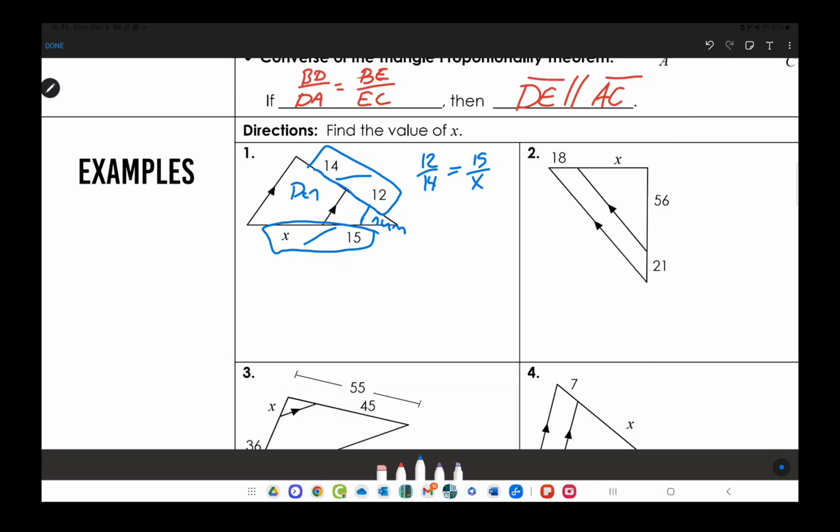So now you can reduce your fractions before you get started. So 12 and 14 do reduce to 6 and 7, and that is equal to 15 over x. And we can solve by cross multiplying. 6 times x equals 7 times 15. Divide by 6. X is equal to 17.5.